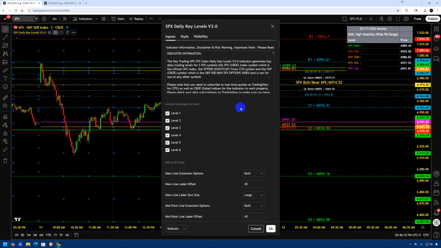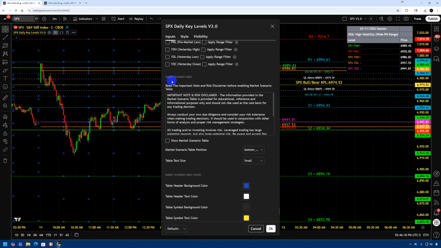into the user control panel, scroll down to the bottom, and you'll see this market scenario table section. Here's an important note and risk disclaimer before enabling the market scenario table, which you should read.